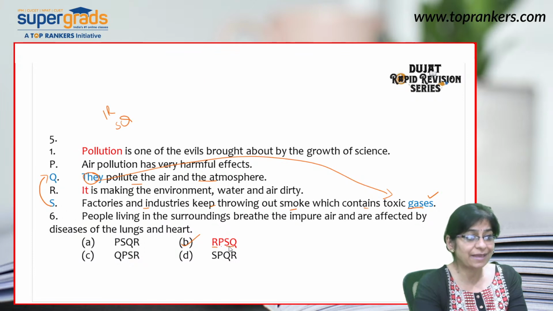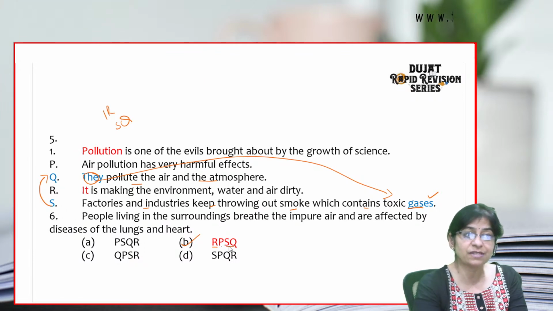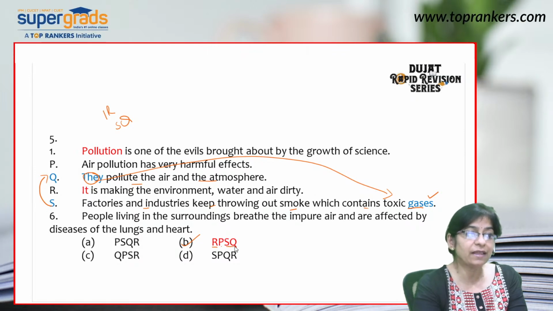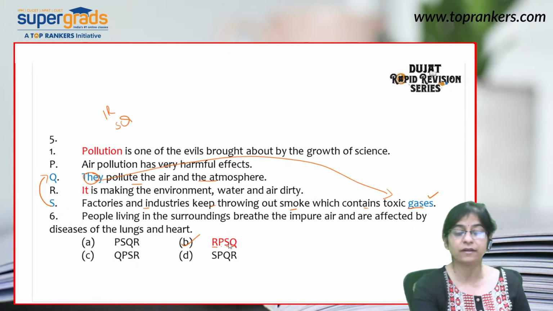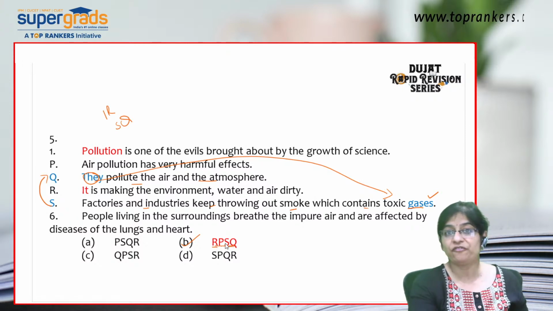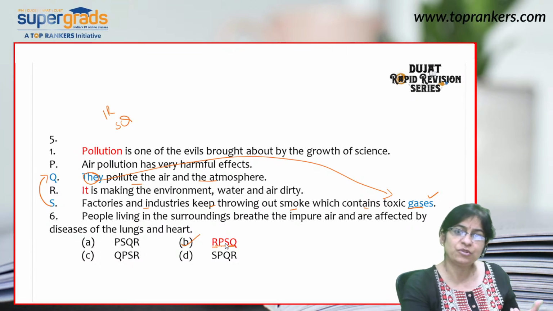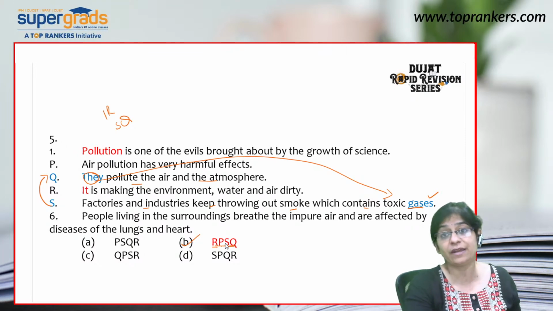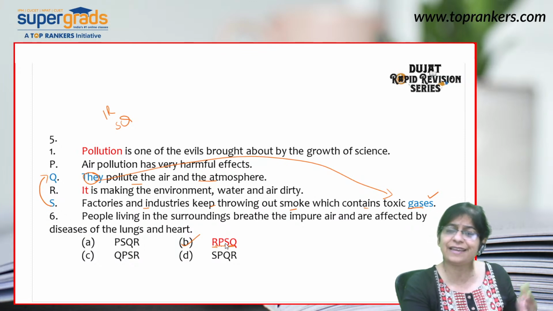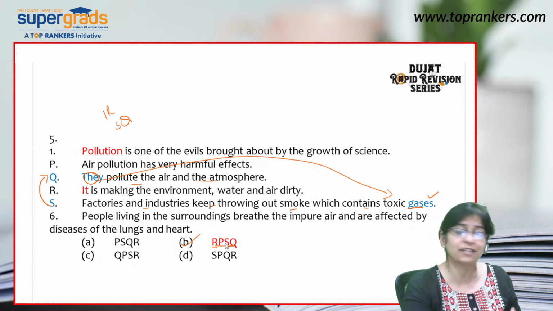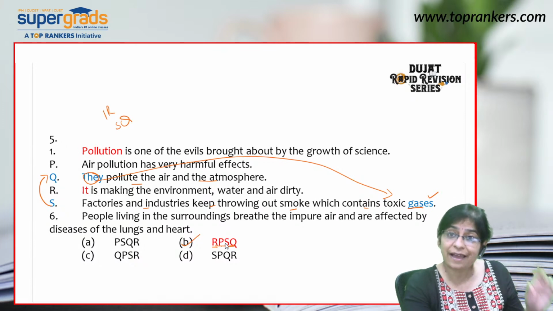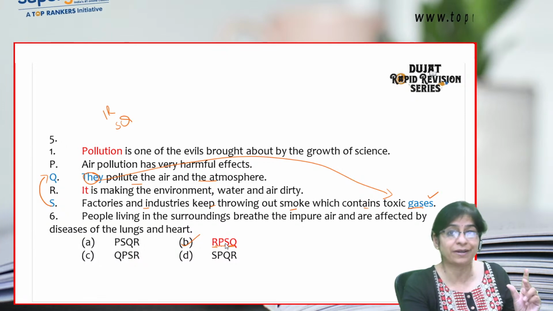Then we put S, factories and industries keep throwing out smoke, and then they pollute the air and the atmosphere. And then people living in surroundings breathe the impure air and are affected by diseases of lungs and heart. Now, one way of getting the answer right is looking for particular information. The other way around is to test and try initially, when you're practicing, whether the other options are right or not. You will realize that something will not click.